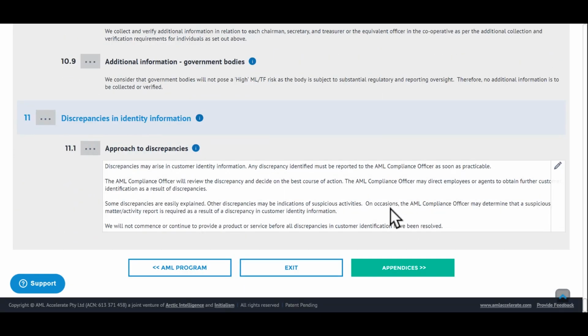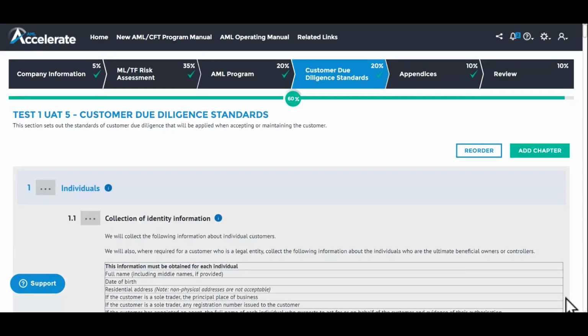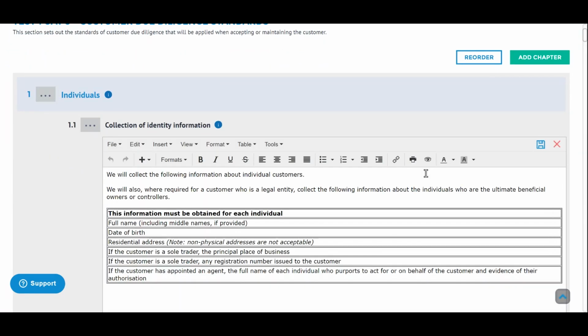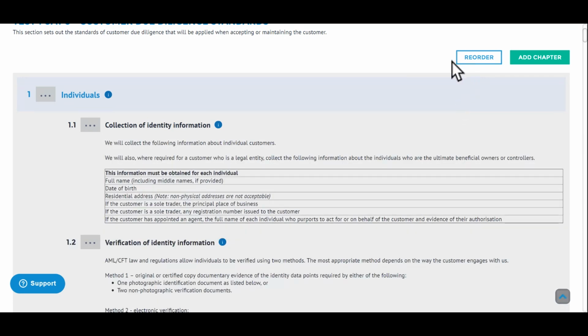The Customer Due Diligence Standards document can be tailored in the same way as the AML Program Manual, with sections, subsections, and paragraphs that can be added, edited, deleted, and reordered.